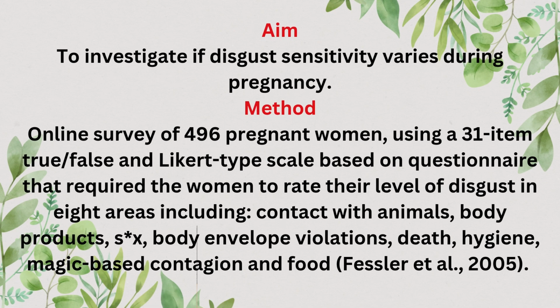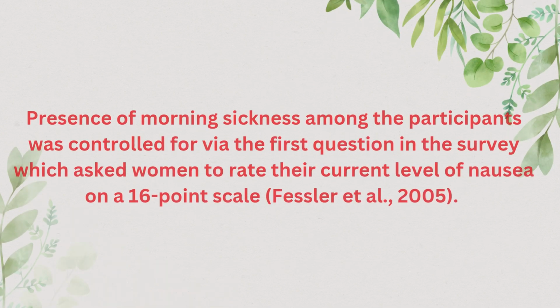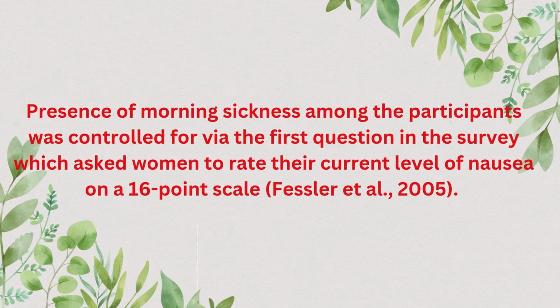So this study tells us that the aim of the study was to investigate if disgust sensitivity varies during pregnancy. The method was an online survey of 496 pregnant women using a 31 item true-false and Likert type scale based questionnaire that required the women to rate their level of disgust in 8 areas, including contact with animals, body products, sex, body envelope violations, death, hygiene, magic based contagion, and food. The presence of morning sickness among the participants was controlled for via the first question in the survey, which asked women to rate their current level of nausea on a 16-point scale.